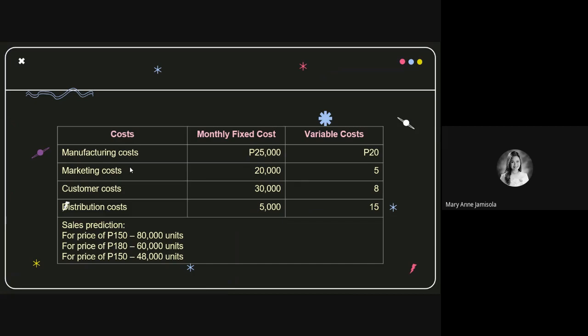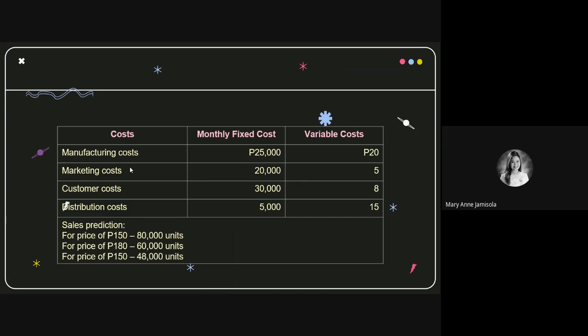How about for the variable? Okay, for the variable cost, that is 20 per unit. Let me get my calculator. Okay, so that's 20 per unit. Just multiply it to the number of units for each selling price, and then you will get your variable costs for each selling price.